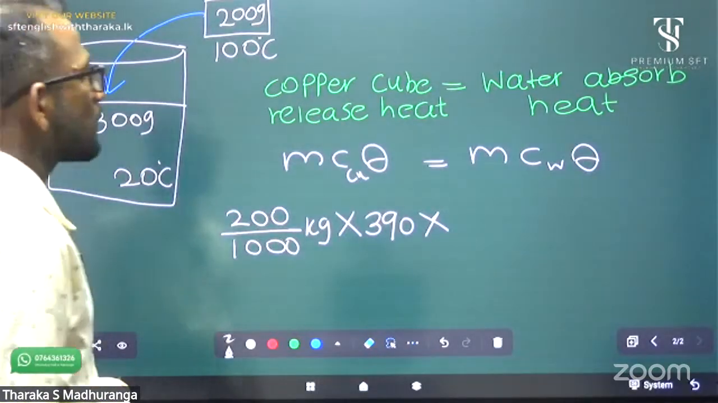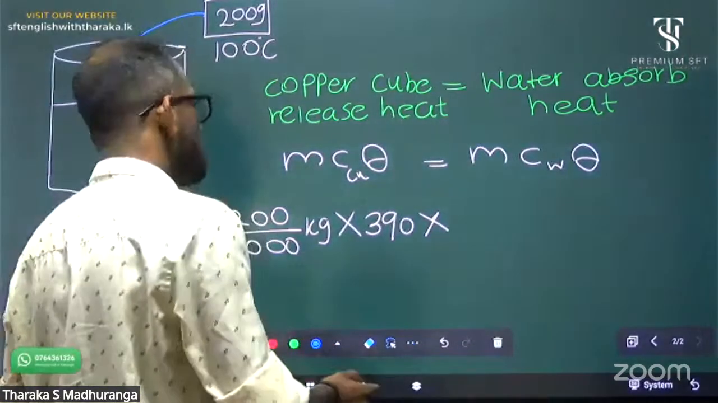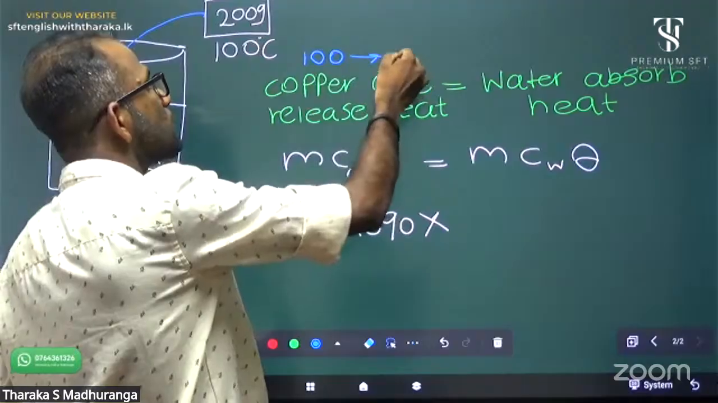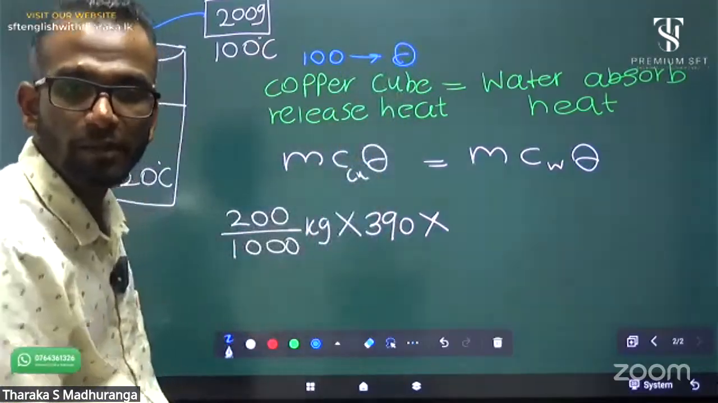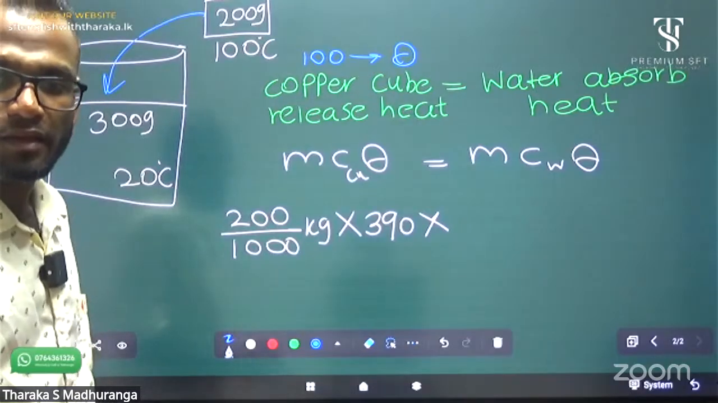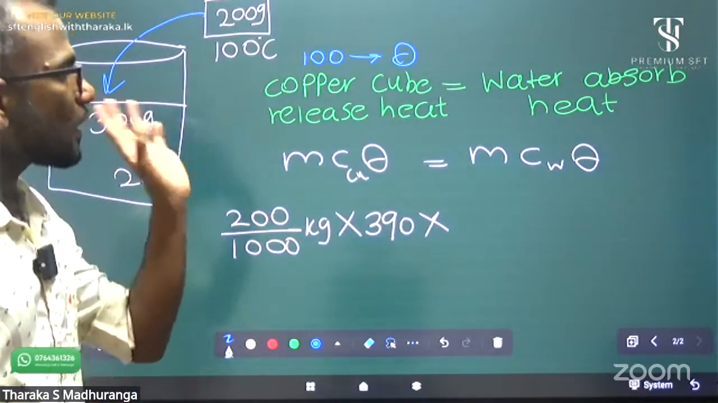Now, what happened to the copper cube? It is 100 Celsius to reach theta, the final equilibrium temperature. No, Nabil, not 80. Understand, Nabil.